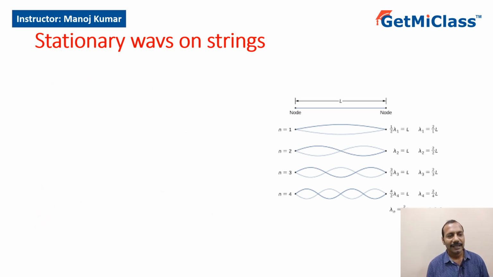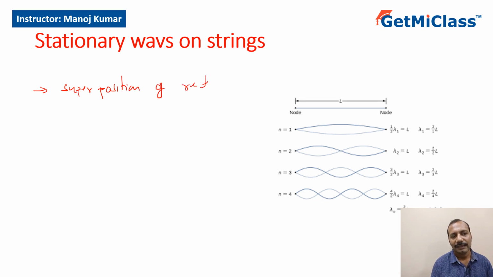So in this way, we have stationary waves formed on strings. Now, the things that we have to remember while considering stationary waves formed on strings are, how are the stationary waves formed? They are formed by superposition of reflected waves. So, superposition of reflected waves is responsible for formation of stationary waves.